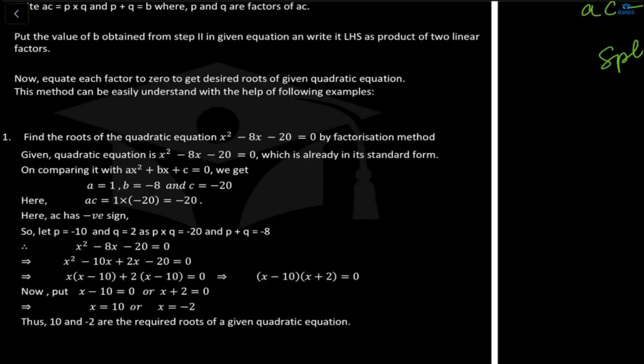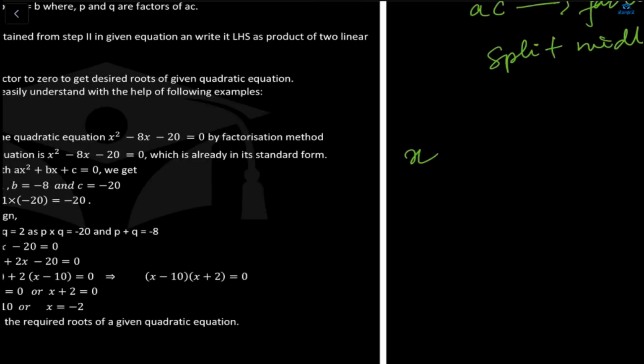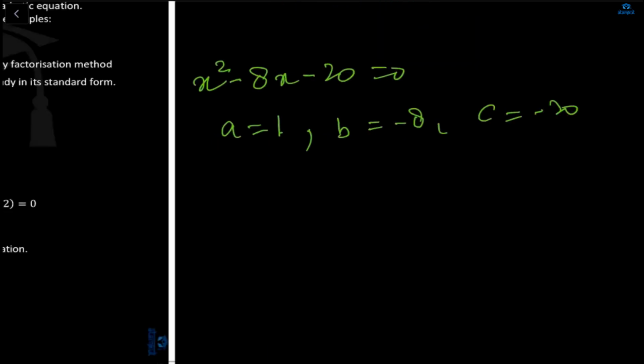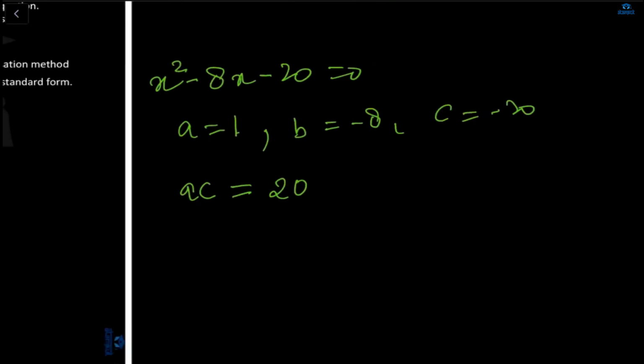Here you have x square minus 8x minus 20 is equal to 0. If you compare with the equation, the a value will be 1, b value will be minus 8, and c value will be minus 20. If you find ac, you will get 20. I'm not taking the minus sign here, because minus sign means the subtraction of the two numbers should give you 8. Again, if it is plus here, the addition of the two numbers should give you 8.